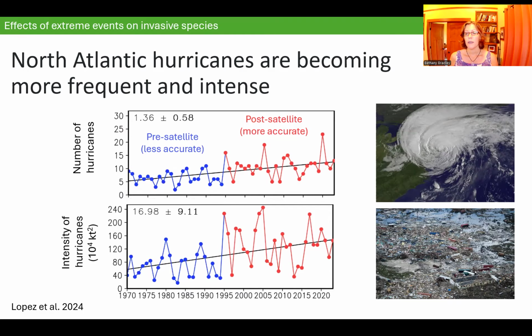Atlantic hurricanes are becoming more frequent and more intense with climate change. So these graphs show the frequency of hurricanes on the top and intensity of hurricanes on the bottom. The blue values on there are all from before satellites were measuring these things, so they might be slightly less accurate. And the red values are measured by satellites, so pretty accurate. And what you can see, from the trend lines fit to both of those graphs, is that they're both above zero, right? They're on the rise. So we are seeing increasing numbers and intensity of hurricanes across the North Atlantic.